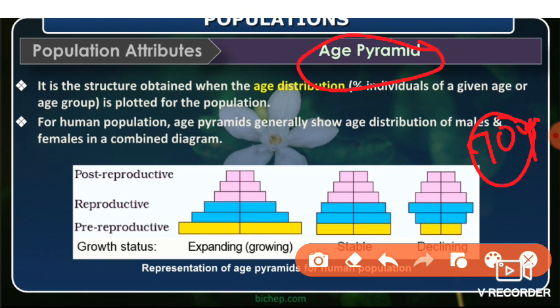Here, something given here: pre-reproductive age, reproductive age, and then post-reproductive age. Pre-reproductive age is before reproduction; there is no capacity of reproduction. In the reproductive age, there is a capacity of reproduction. In the post-reproductive age, there is no capacity of reproduction, as reproduction is already over for those animals. Okay, that is the thing.